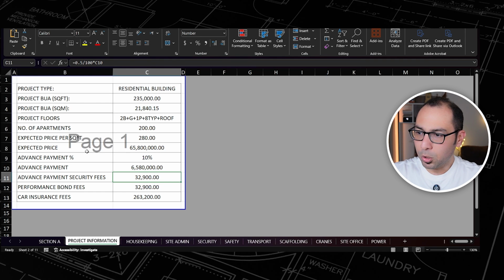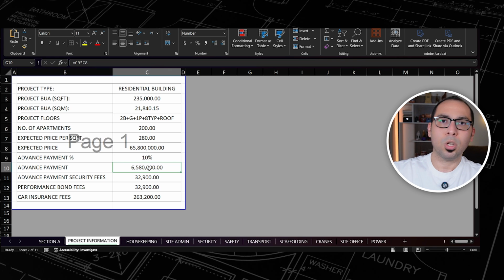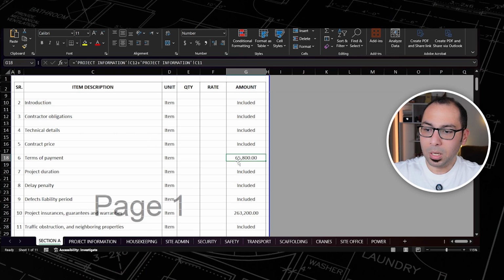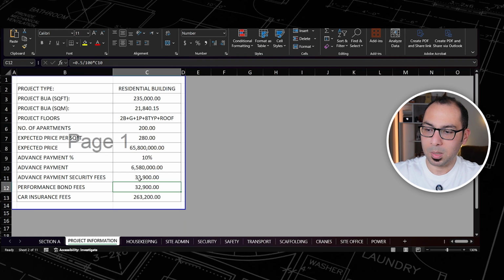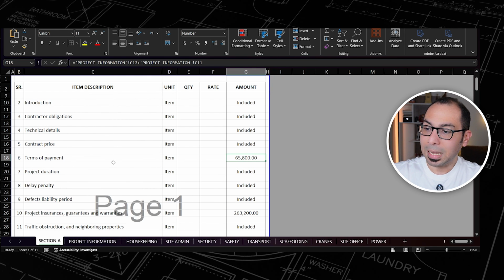So here I have a project and the expected price of the project is about 65 million. So 10% from that, it's 6.5 million, which will be the advance payment. So in order for me to issue an advance payment security in the form of bank guarantee, we need 0.5% from this number. So that's 32,000. And again, for the performance bond, they need again another 32,000. So what I am putting here is the summation of these two numbers, like 32,000 multiplied by 2. So this is regarding the terms of payment.